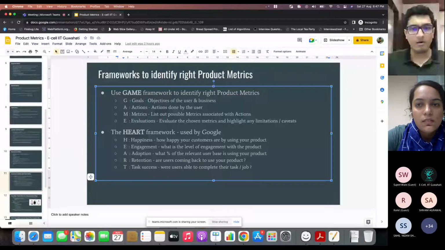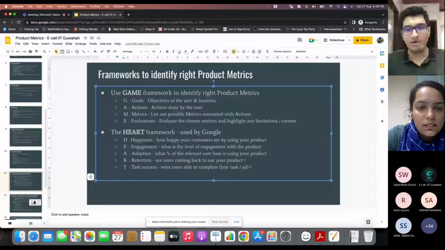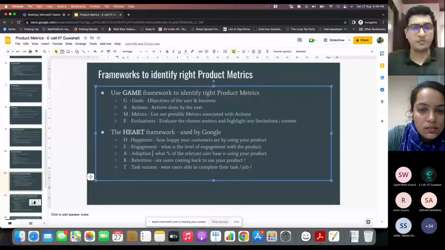Engagement is the level of engagement, and anywhere engagement comes in, it is user actions. How are users engaging with your product? For a search product, it will be, are users clicking on the products that you are showing them or not? So what is your list to product page click ratio? Then adoption is what percentage of users are trying your product, and typically you would want this number to go up over a period of time.